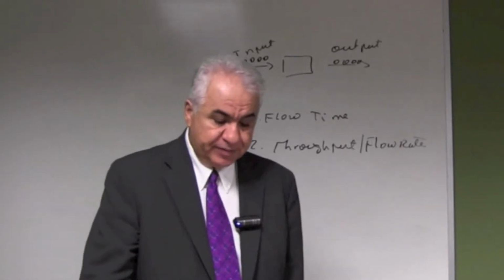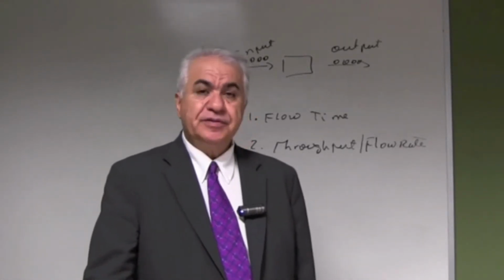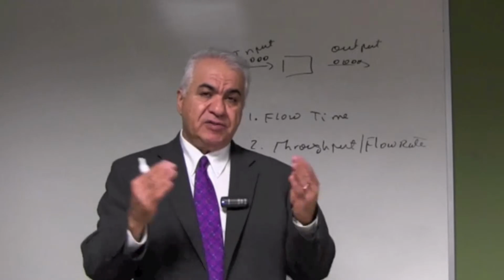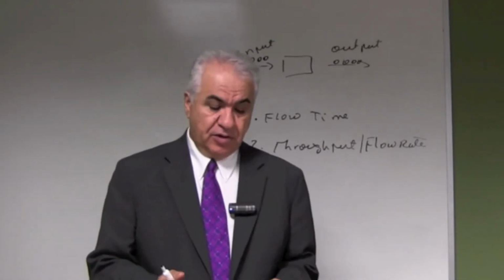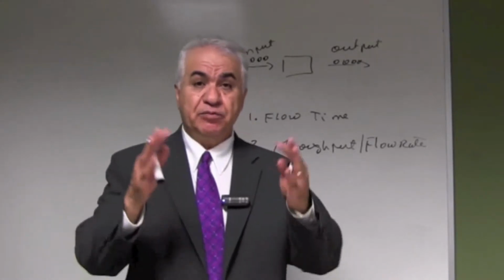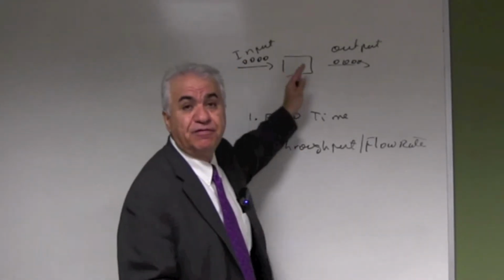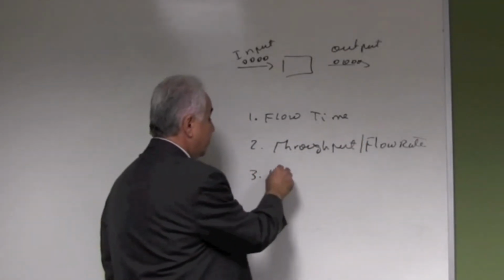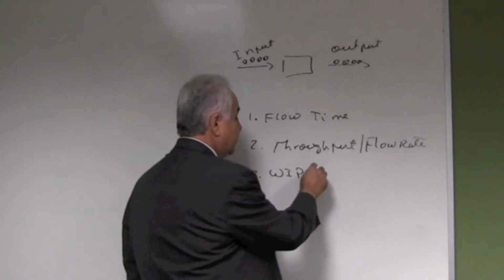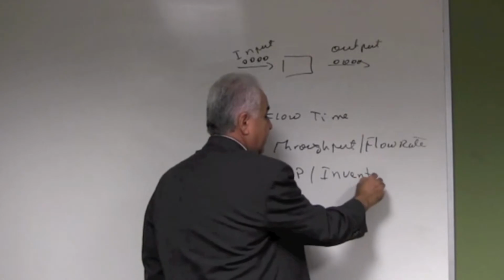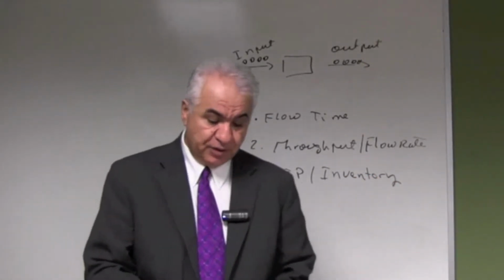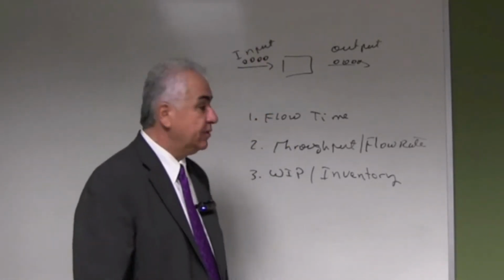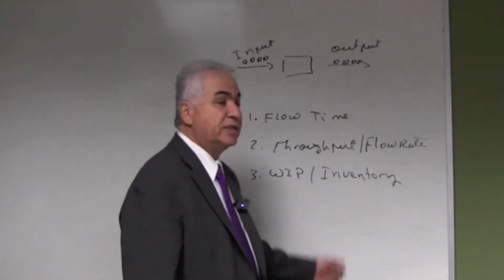The third measure is, we want to know on average how many flow units are within the process boundary at any time. Are they floating through different stages of the process? We can refer to that as our work in process, and sometimes referred to as the inventory in the process. So three very important process measures. What is our average flow time? What is our average flow rate? And what is our average inventory?